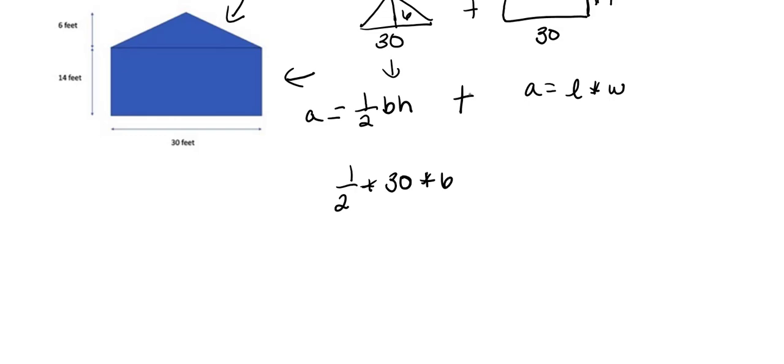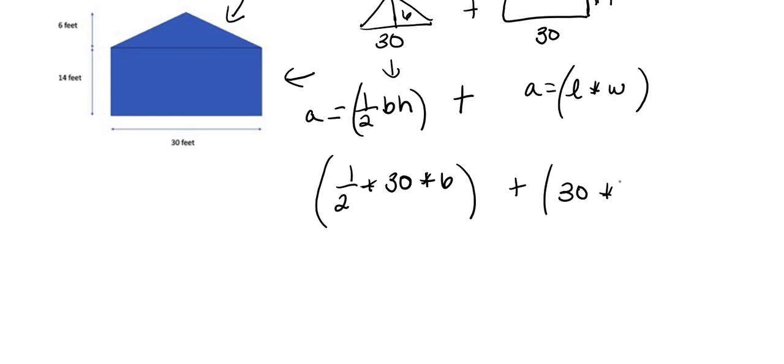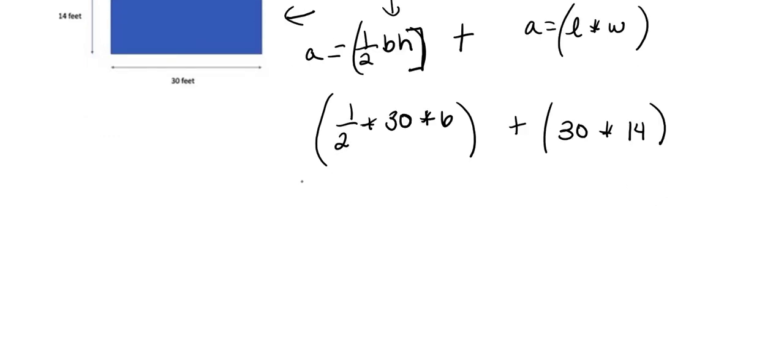And so we're adding these together. We're adding this and this together. That's the addition part. And what's the length? That's 30 times 14. So we have, this is the total area. So let's get our calculators out.